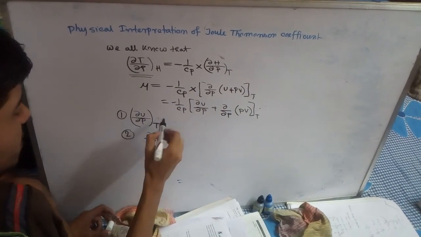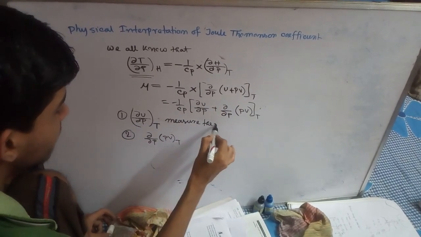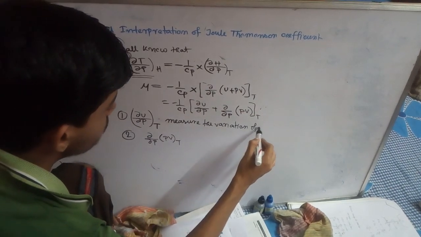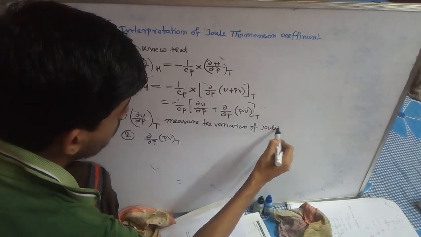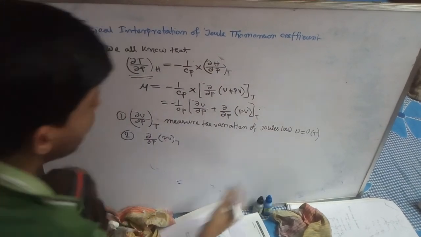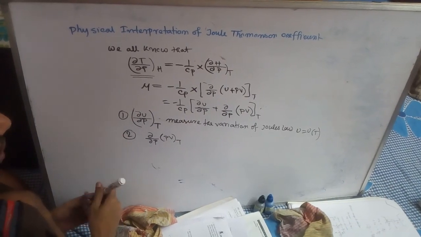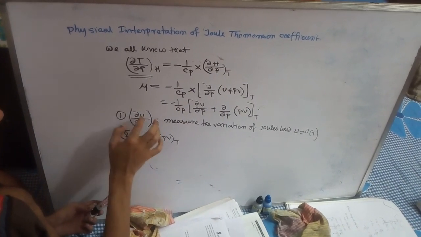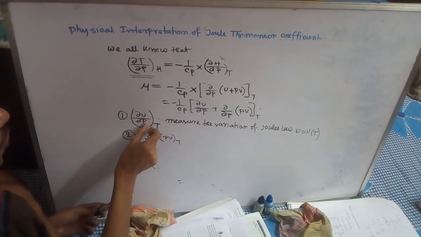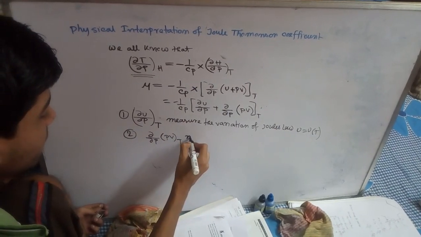This actually measures the variation of Joule's law. In Joule's law we have seen that internal energy U is only a function of temperature. So this variation of U with change of pressure measures the variation of Joule's law.